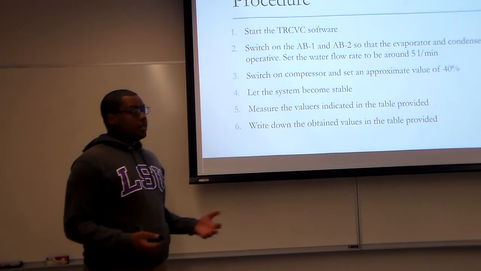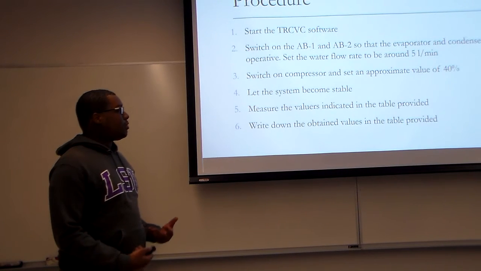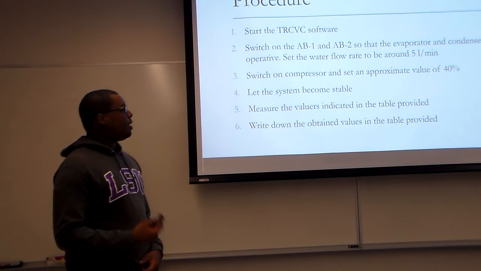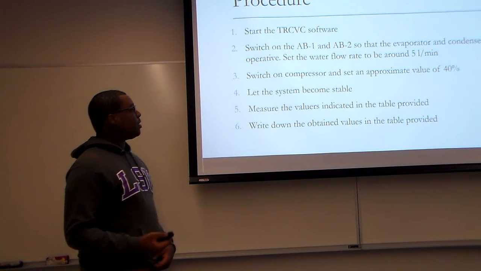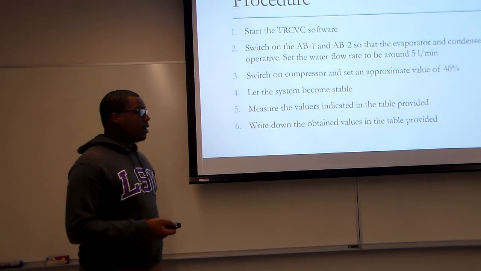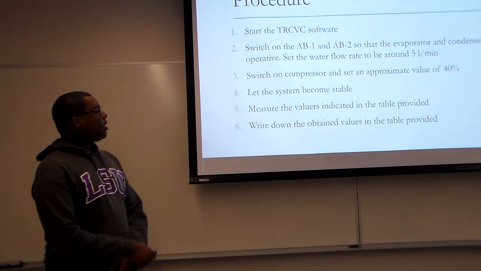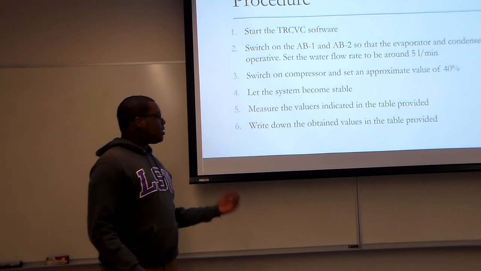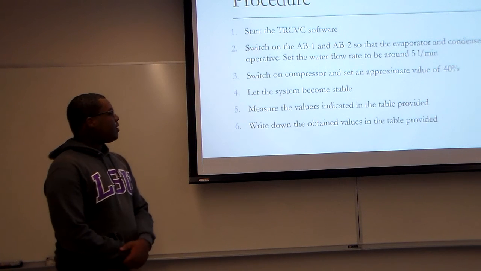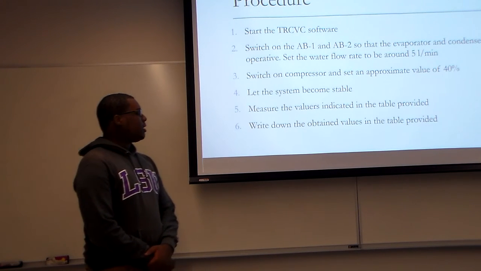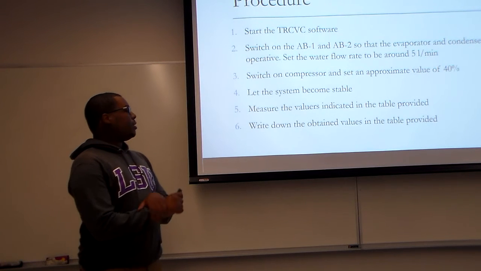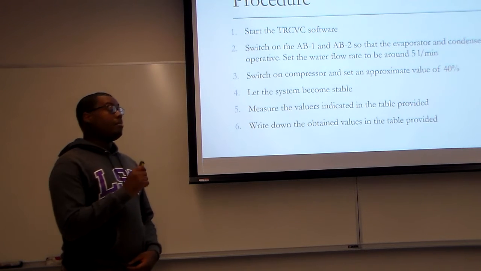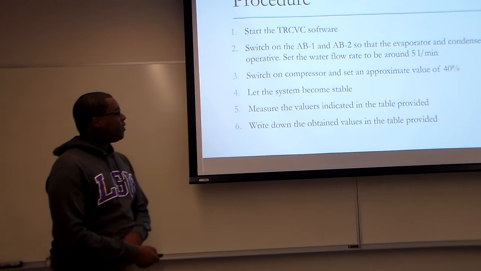This is the procedure. It's pretty simple because the unit itself is already set up and there's not much for us to actually do. All you do is start the software, switch on the pumps so that the evaporator and condenser are both operating, and set the water flow to 5 liters per minute. You switch on the compressor and set it to an approximate value of 40%. You wait for the system to become stable, and using the software, you will measure and write down the values in the table that is provided in the lab manual.